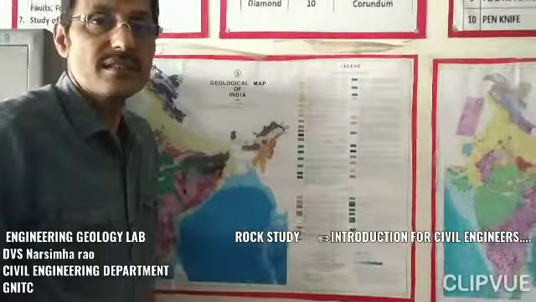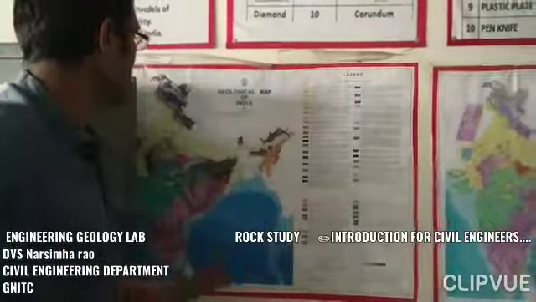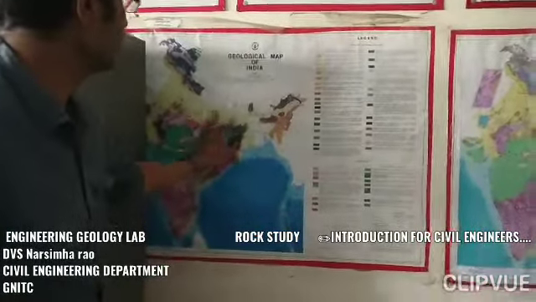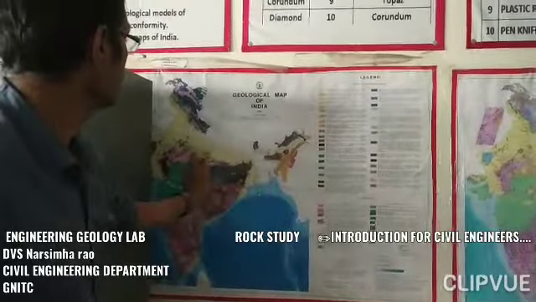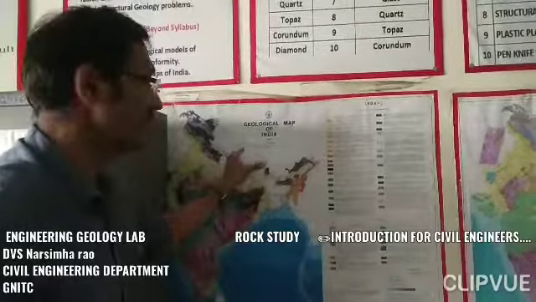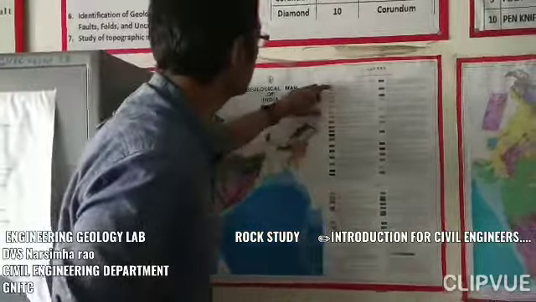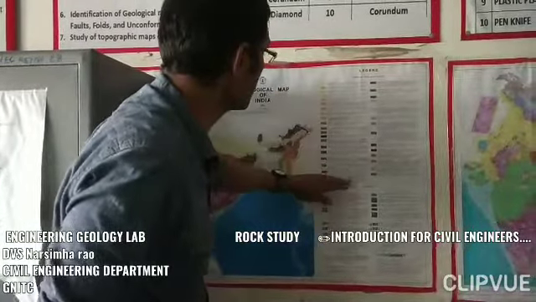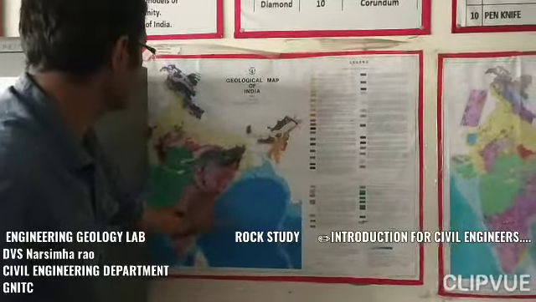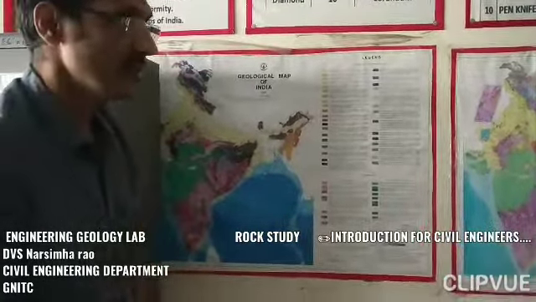Dear students, this is the geological map of India. In this map, all the color patches you are seeing are different rock types. These rock types resemble what is in the geotechnical map. Here you can see the ages with the rock types they have given. These rock types will be reflected in the geotechnical map.